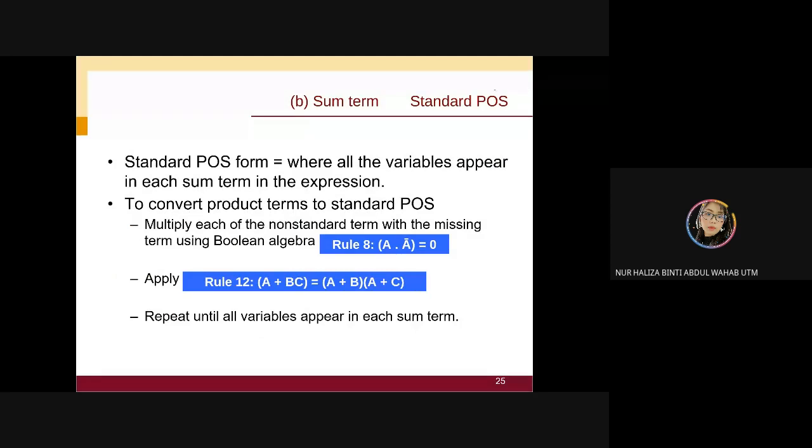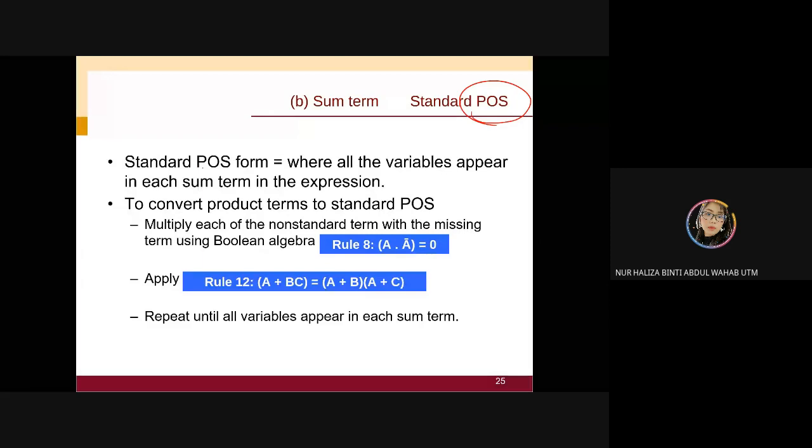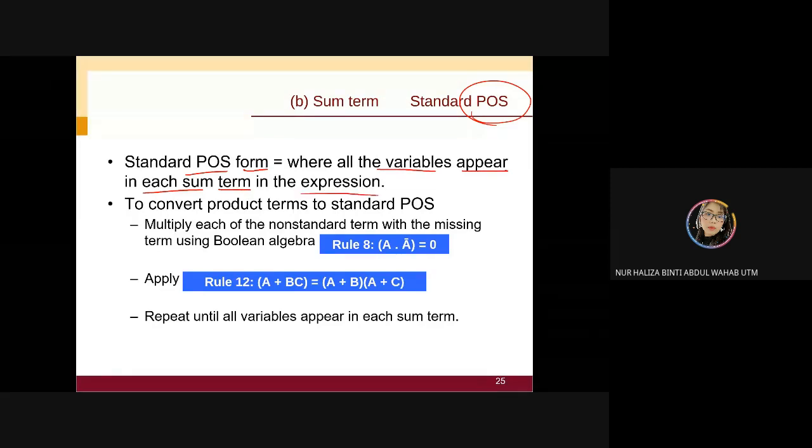Next, after we have done with our SOP, we're going to look into our POS. For our POS, you can see a standard POS form where all the variables appear in each sum term. You can see, this one is rules. Last time you learned on standard SOP. Now you need to know how to standardize your POS using two rules.